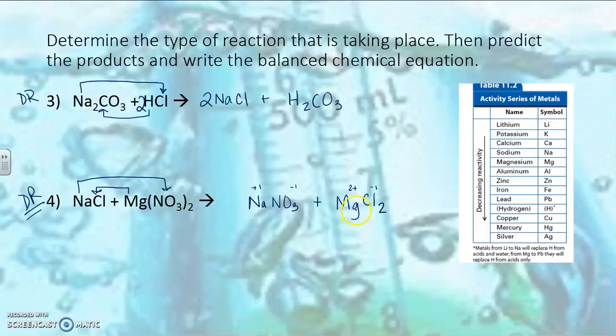All right, is it balanced? I don't know. Okay, so 1 Na, 1 Na, 1 Cl, 2 Cls. So we got to come over here and put a 2. Oh, that changes my Nas. Okay, so let's put a 2 here. Okay, 2 Nas, 2 Nas, 2 Cls, 2 Cls, 1 Mg, 1 Mg, 2 NO3s, 2 NO3s. We're good.